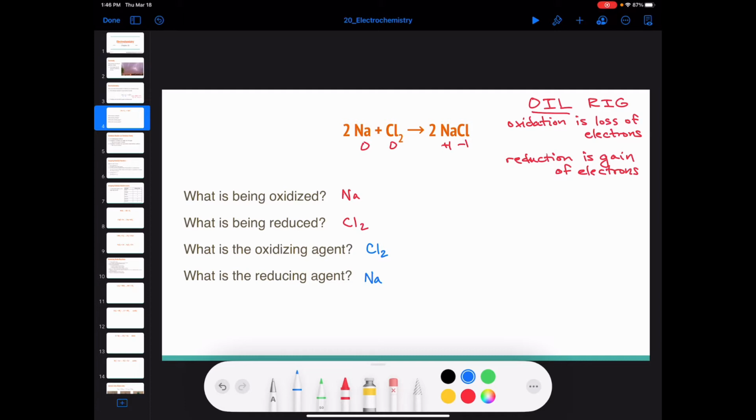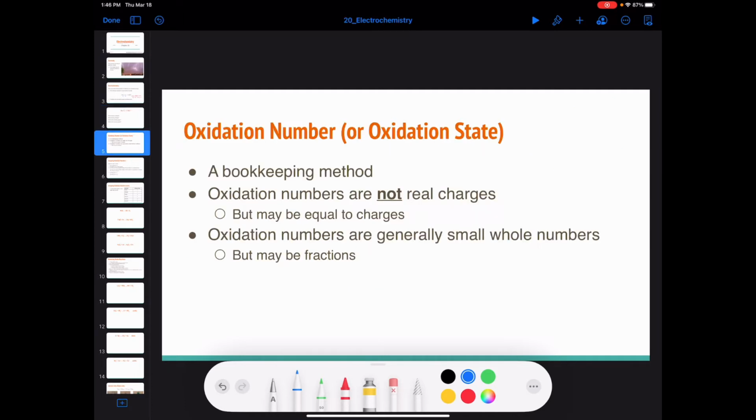awesome. So in our case with sodium and chlorine, we went from two neutral elements to elements with charges, right? Anions and cations. And so it was pretty easy to see that something was being oxidized and something was being reduced. But oftentimes it's not quite so easy to see that. And so that's where oxidation numbers, or sometimes called oxidation states, come into play.